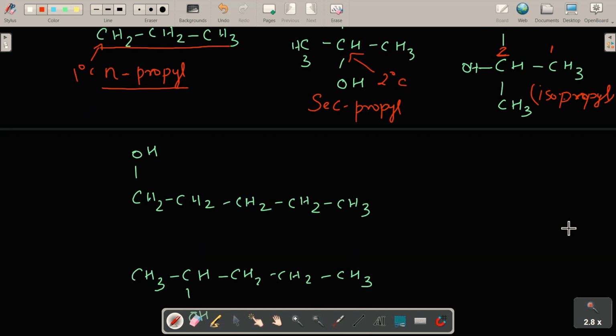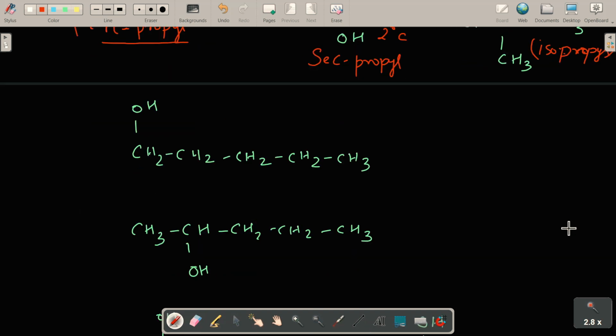Okay. Now we'll move on to the next example. I'll explain with the pentane group, like the pentyl group. So this carbon is attached to an OH group, and this is a primary carbon. So we'll write it as N-pentyl. Since there are 5 carbon atoms and an OH group is attached, we'll write it as N-pentyl alcohol.